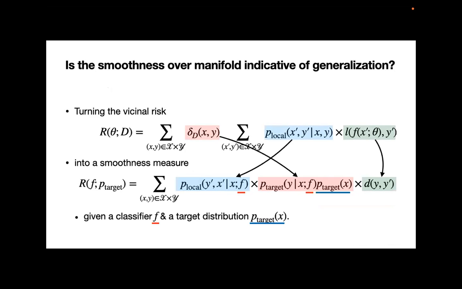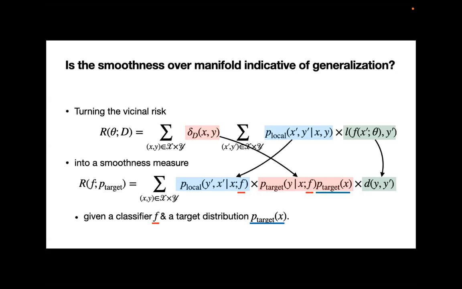So we're going to turn this vicinal risk that we talked about into a smoothness measure. In the vicinal risk, the idea was that we go through all the training points, and for each of the training points, we look at the local neighborhood, and we say that in the local neighborhood the loss has to be low, while the target class doesn't change too much. So it has to be smooth in the local vicinity. And then we do that for all the training examples.